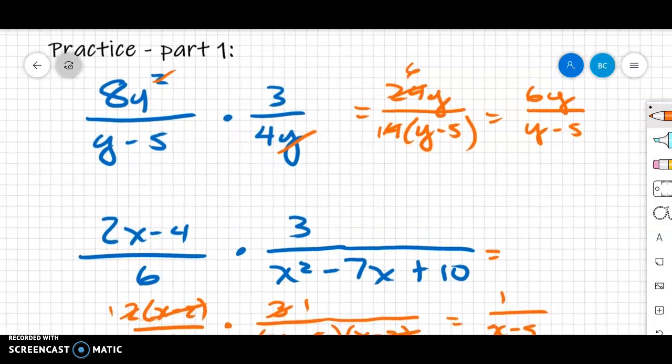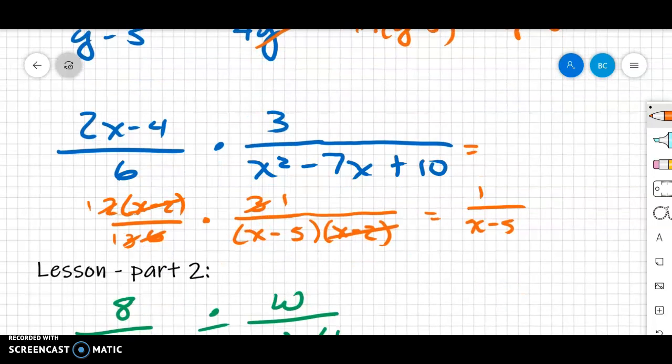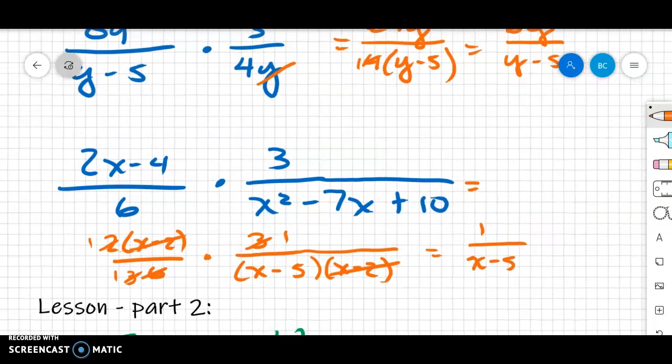So as you look at these answers and look at my work, you might notice in the first problem that I didn't cross-reduce all the way, so I ended up with 24 and 4. If you get to an answer and you recognize that you have a common factor, you can just go ahead and reduce it at that point. So the answer to the first one was 6y over y minus 5. The answer to the second one, it reduced to 1 over x minus 5.